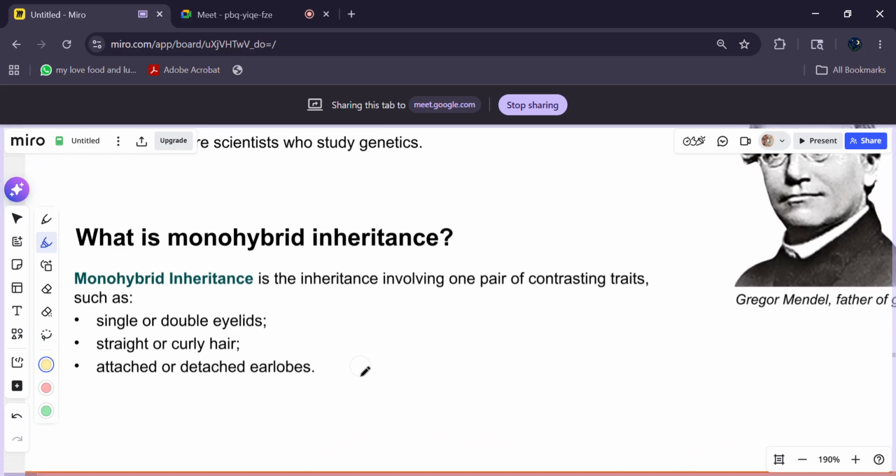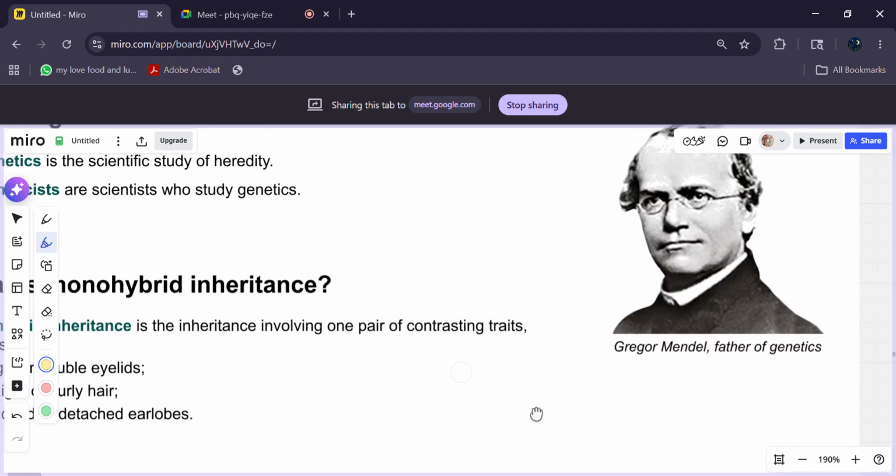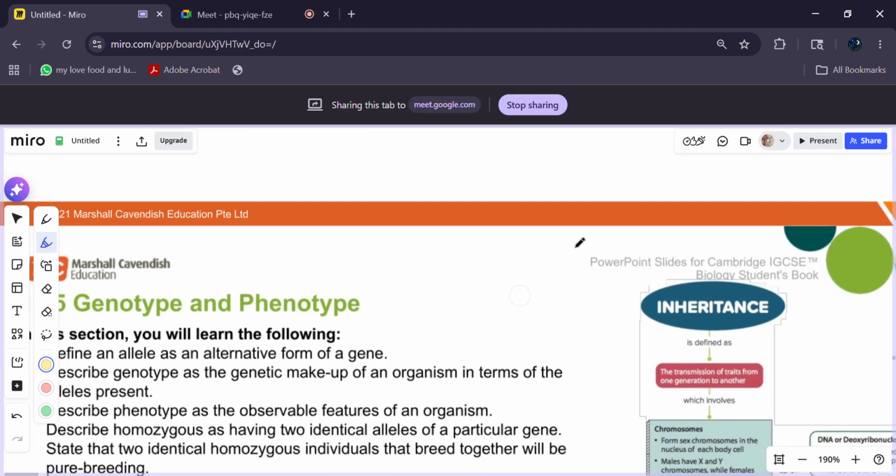In the 19th century, Gregor Mendel first explained how heredity might work. Mendel carried out breeding experiments on garden pea plants. His laws on genetics are true today, and now he is known as Gregor Mendel, the father of genetics. Just a little bit of history.